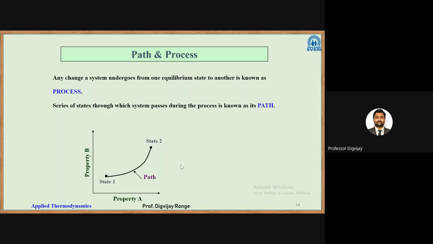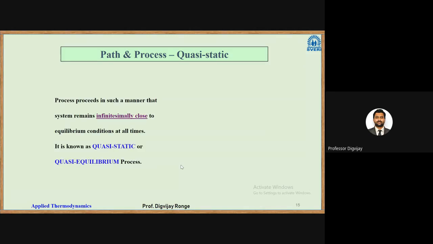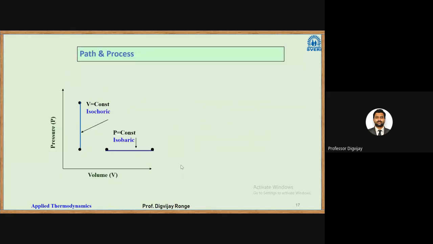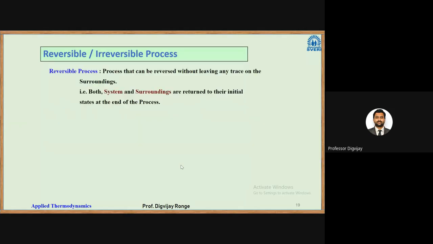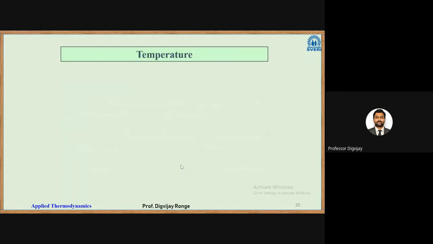When a system changes its state from 1 to 2, it is said to undergo a path. Some properties are path dependent. These are called path functions, like heat and work. Some properties are point dependent. These are called point functions. Then path and process, and what is meant by a cycle. Then we saw reversible and irreversible processes, and the importance of reversible processes.